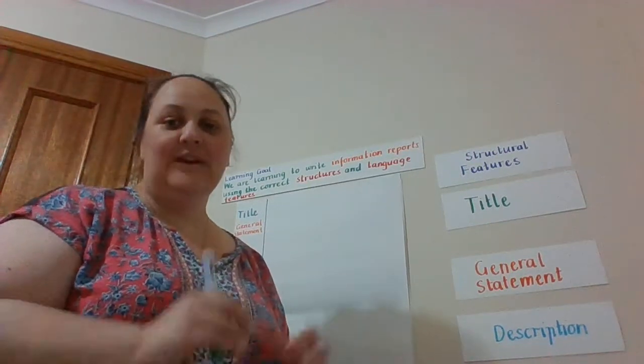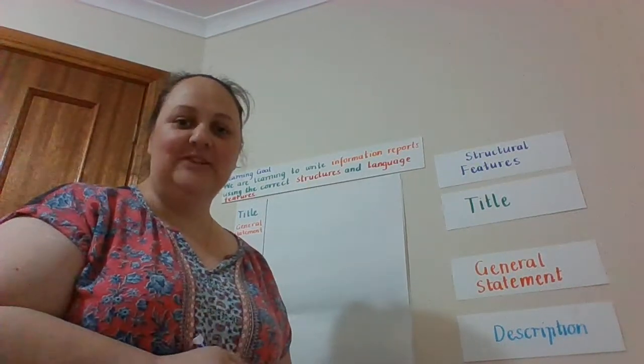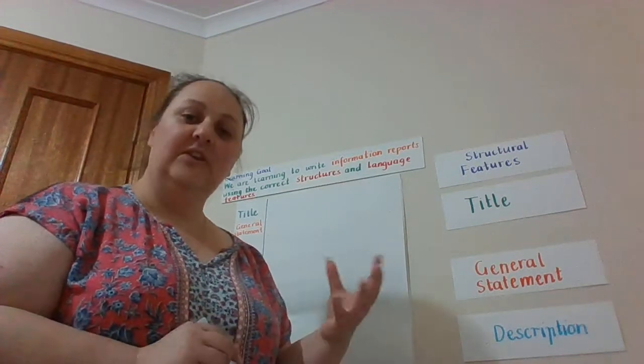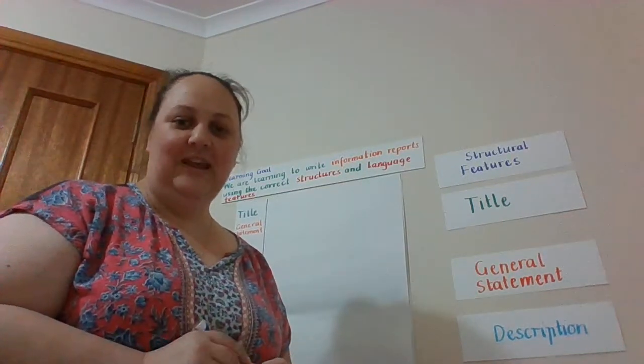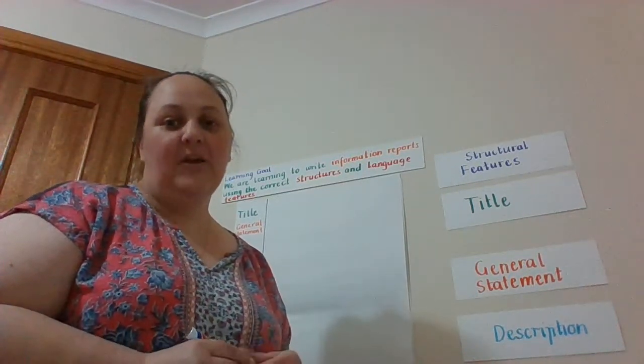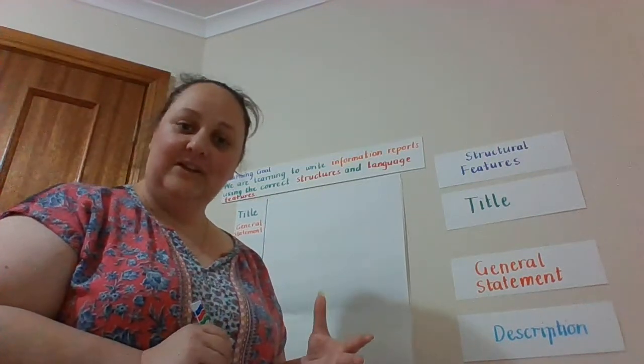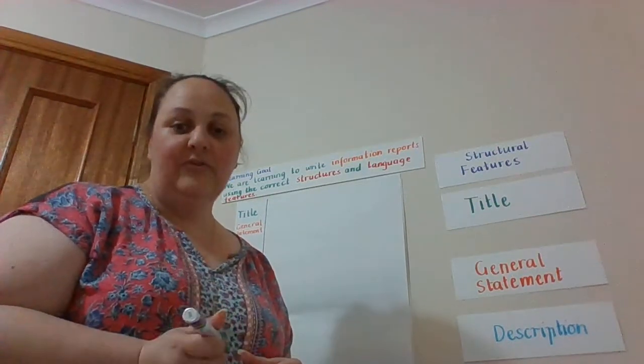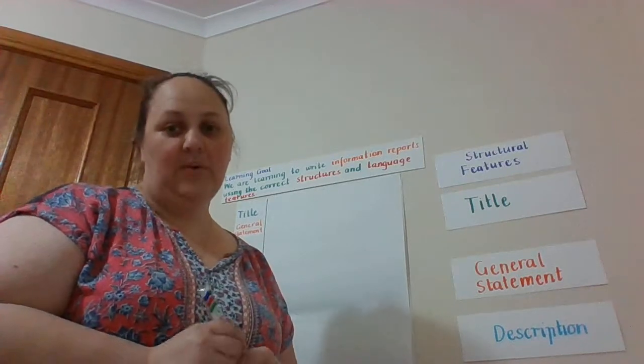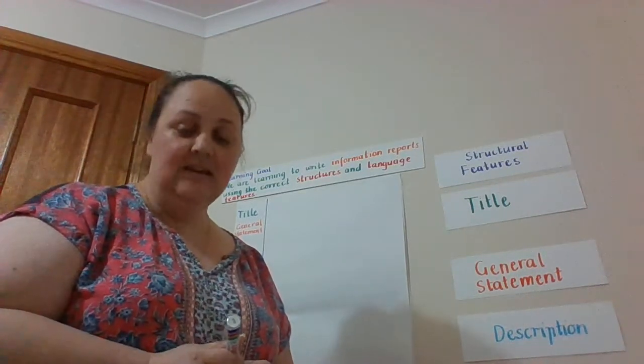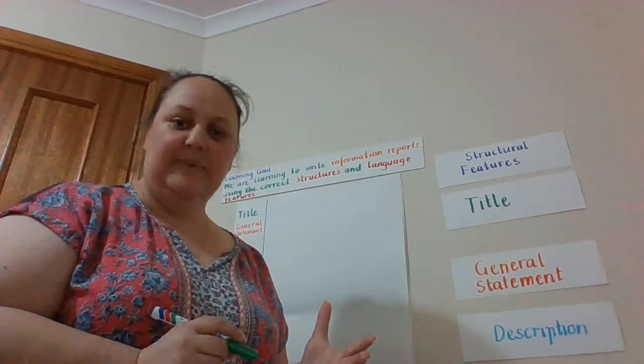Today, you're going to have to make sure that you have all of your fact finding information from our sessions last week so that you can find all of the information that you need for today's lesson. Today, we're going to be focusing on our title and our general statement, and there are a few features that I would like you to focus on, particularly capital letters and sentence boundary punctuation.